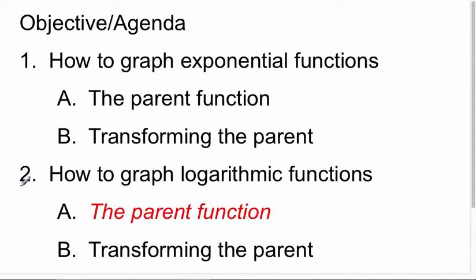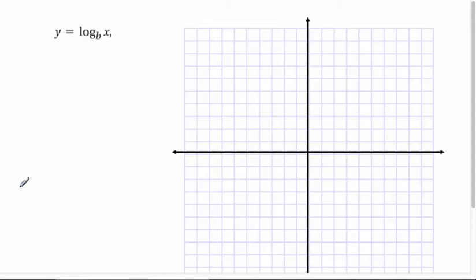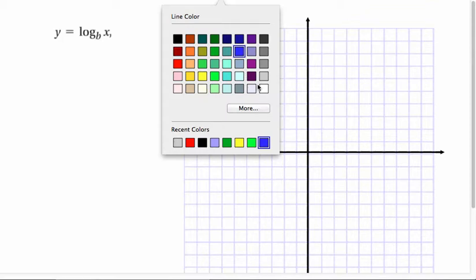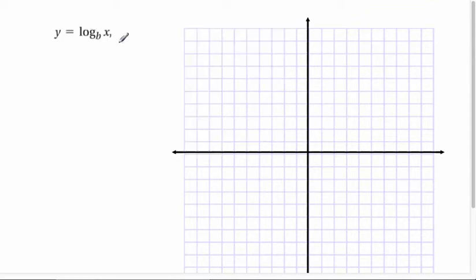First, we're going to look at the parent function, and then we'll look at transforming the parent. So, parent function. First off, this nice little, what looks to be a comma, shouldn't be there. So let me try to color over that. Well, that's interesting. That doesn't seem to want to disappear. So this right here does not mean a thing. This might as well just say y equals log base b of x.